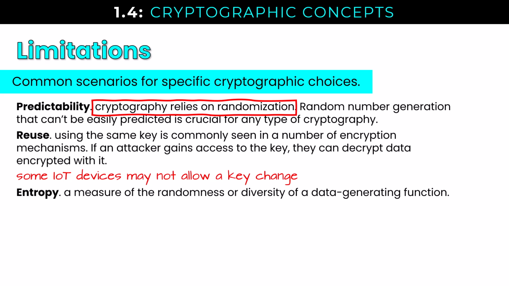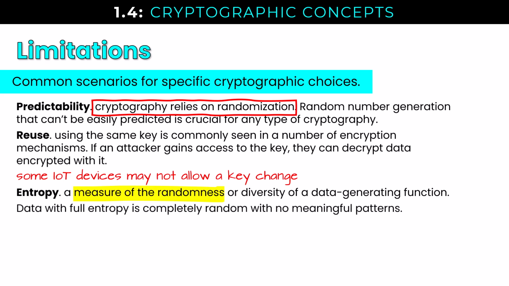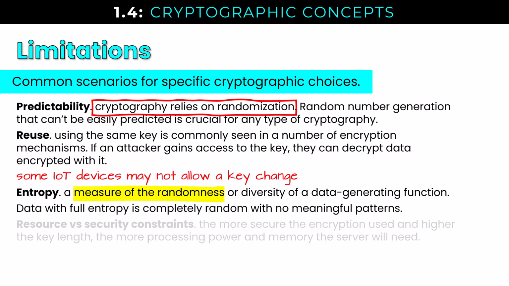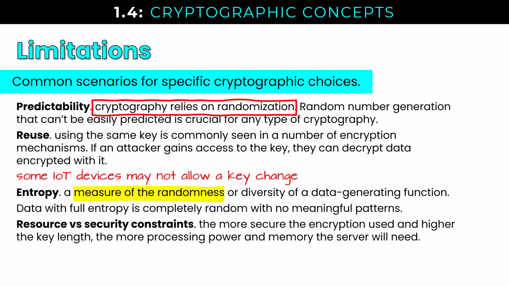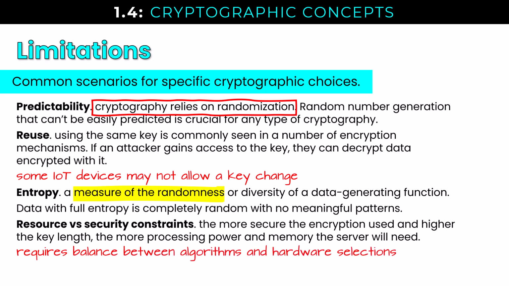Entropy. A measure of randomness or diversity of a data-generating function. So data with full entropy is completely random with no meaningful patterns. Cryptography relies on that randomness. And always consider your resource versus security constraints. The more secure the encryption used, the higher the key length, the more processing power and memory your server or other device will need. It just requires a balance between algorithms and hardware selections.